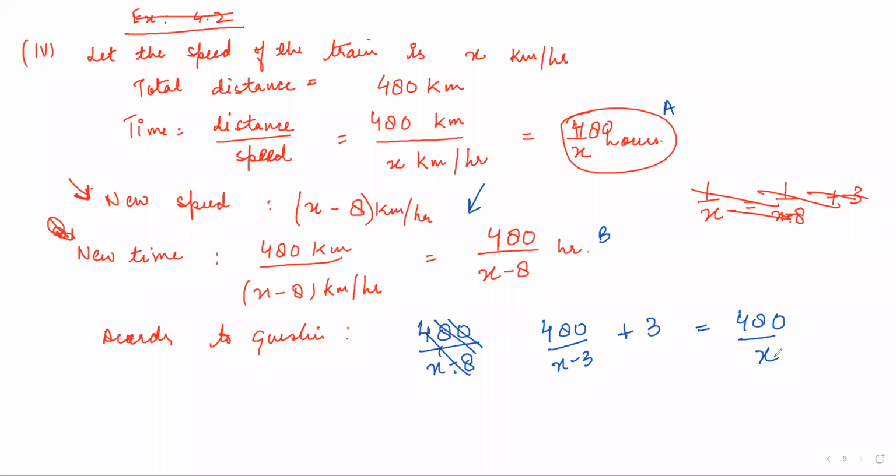Now, is there any confusion? Hamna, any confusion now? No, ma'am. Please read the statement again. It's a bit confusing statement, but anyway, Rida, any problem here? See, he's saying that if the speed had been 8 kilometers less, if he's talking with this new speed, it will take 3 extra hours, right? So earlier it was taking 480 by x time. This time it will take 3 extra hours. That's it. Now the equation is correct.